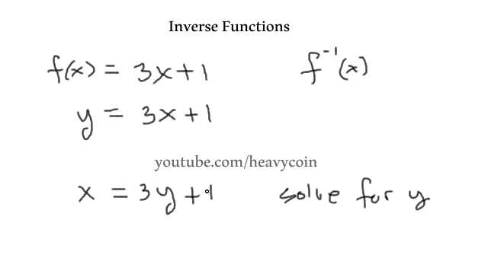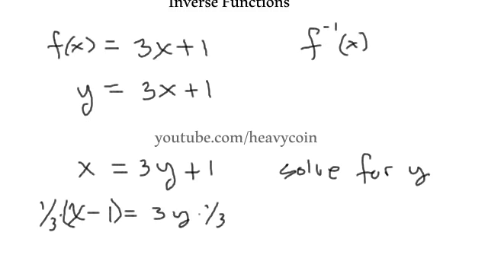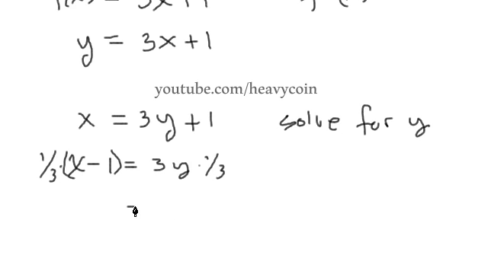And that means that I'm going to take this 1 over to the other side. And then I'm going to multiply both sides by 1/3. So this is going to be the technique that you use to find the inverse. And so we have y is equal to, now I'm going to write it like this. It doesn't matter how you write this, but I'll just write it like that right there. Okay? And so we have y is equal to x minus 1 over 3.